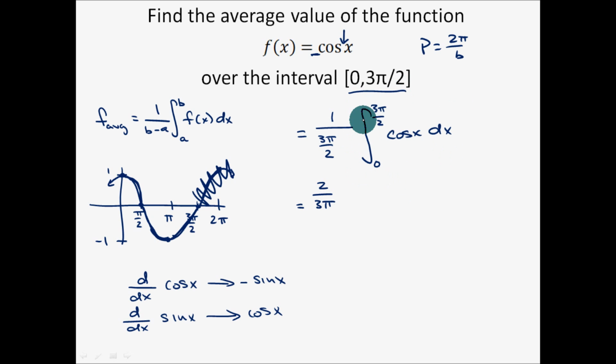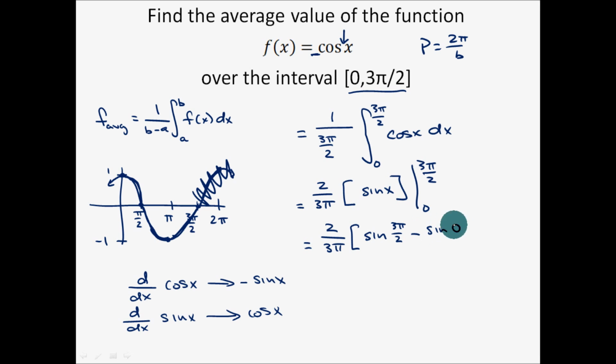Remember, integrals are working backwards. That's why we call them antiderivatives. So we want to know what has a derivative of cosine x. Sine x, right? So the antiderivative of cosine x is sine x. So we put that in, and we want to evaluate it from 0 to 3 pi over 2. All right, so we got this number out front, 2 over 3 pi, and then we're going to have sine of 3 pi over 2 minus sine of 0.